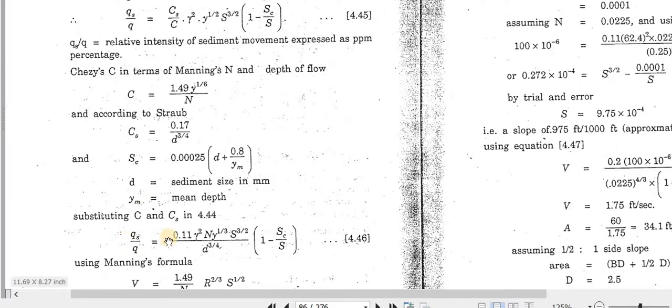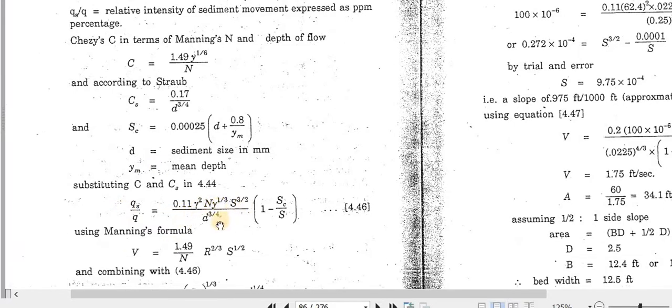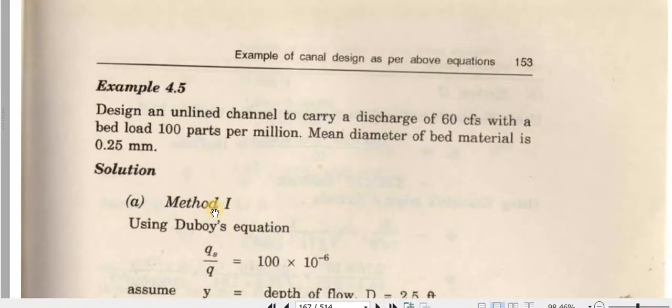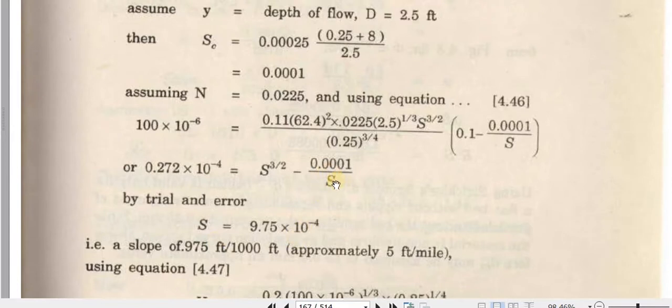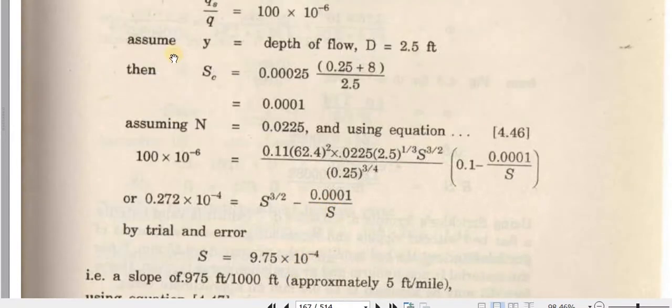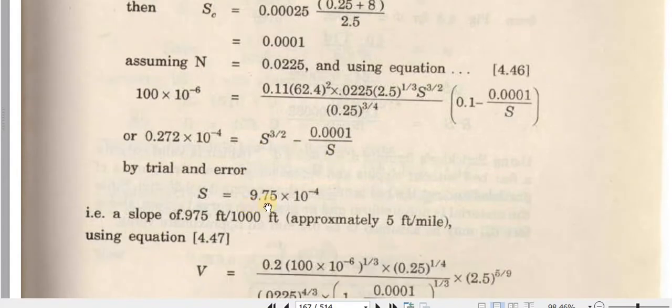And this equation. Qs over Q is equal to gamma square n y S d Sc s, and from here we will calculate slope. It was the critical slope when the first particle starts to move, and this is the simple slope, that is equal to 0.975 into 10 raised to the power minus 3.